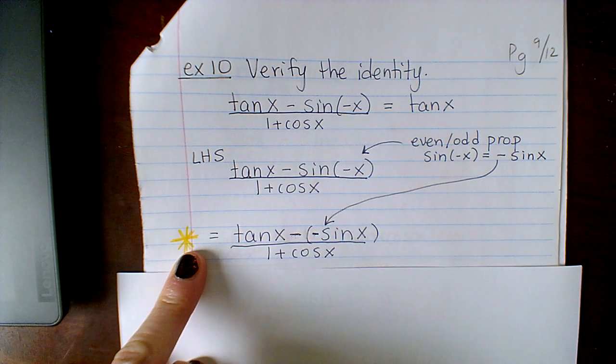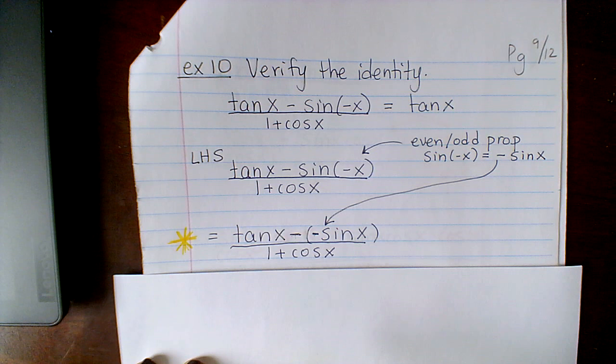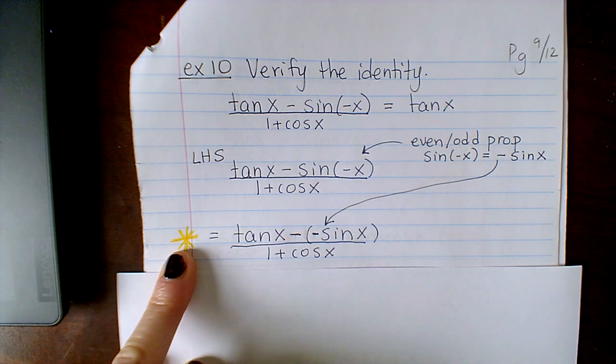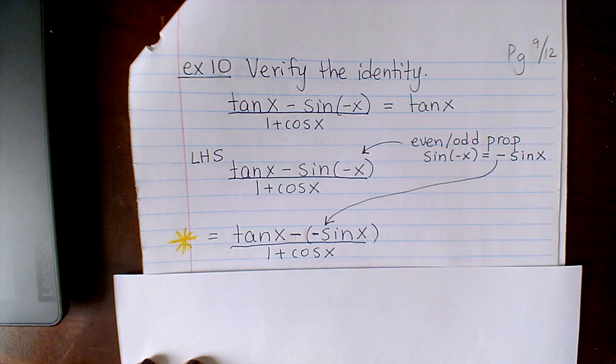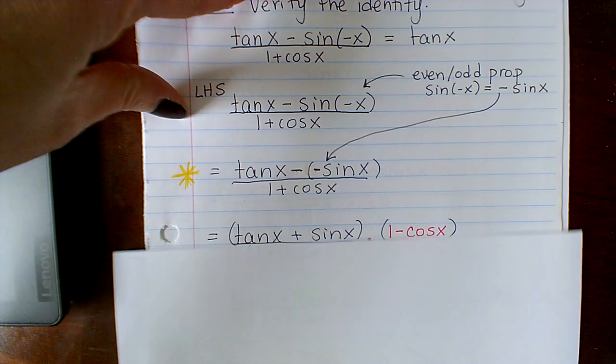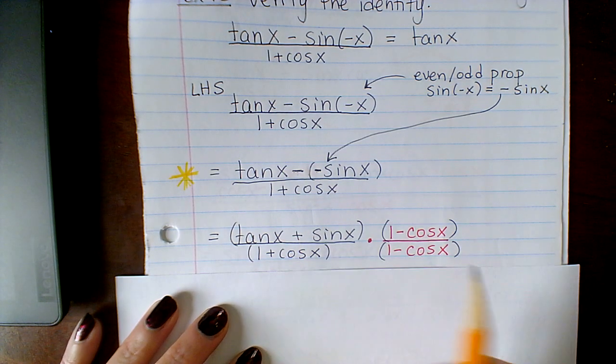Now I put a little yellow star here because I'm going to work this problem two different ways. I'm going to finish on this way, but then I'm going to revisit it, come back to this and say, okay, you could have started from here and done this a different way. So from here, that negative times that negative is a positive.